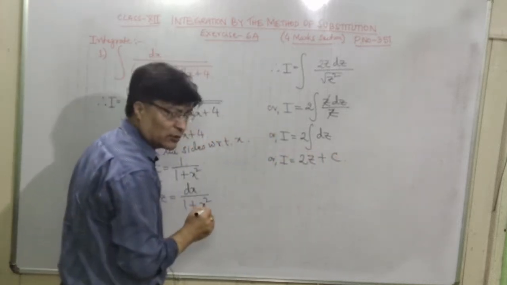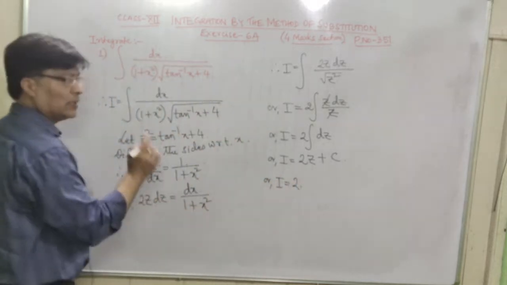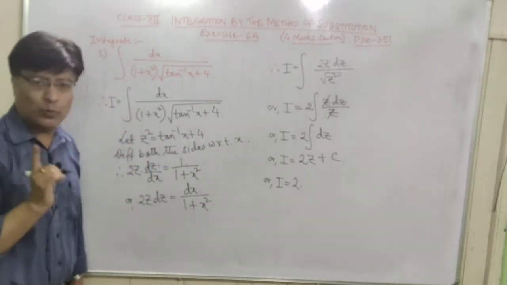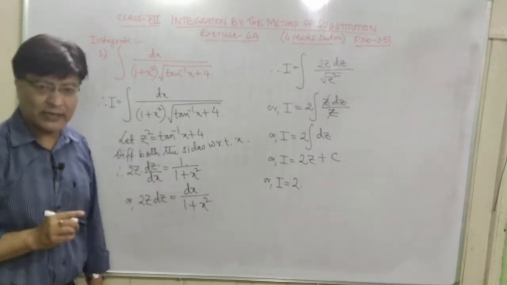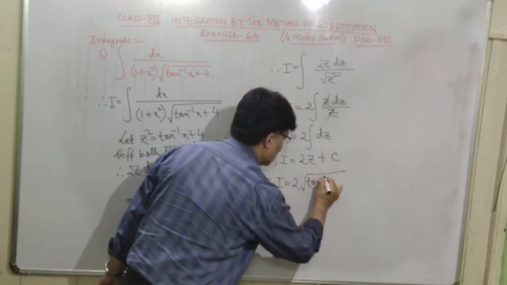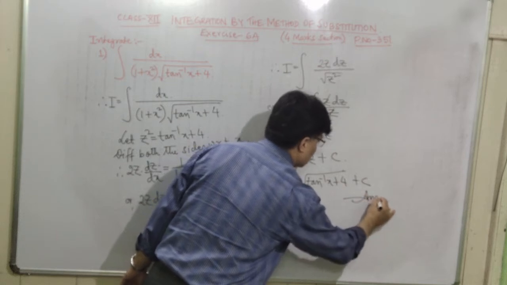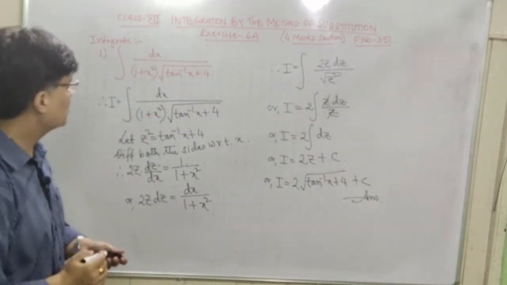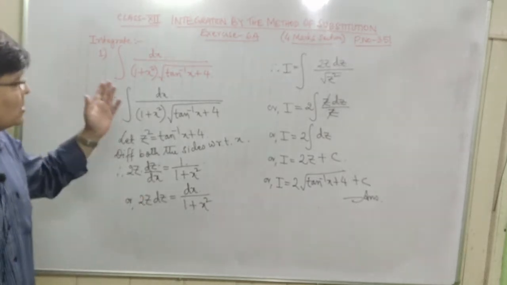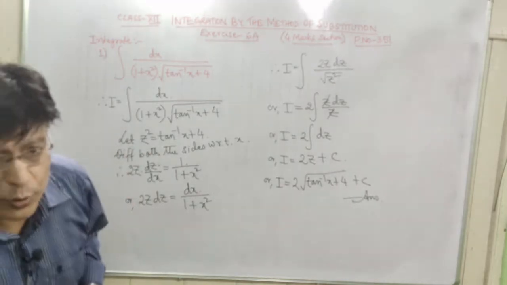I already told you about this constant of integration c. So I is equal to 2 into, what is the value for z? If z square is equal to tan inverse x plus 4, what is the value for z? It is square root of tan inverse x plus 4. So 2 root over tan inverse x plus 4 plus c. So this is the final answer. So I think you have understood it. So this method is known as method of substitution. So this is integration by the method of substitution. So you can copy it. Now we'll do the next question.